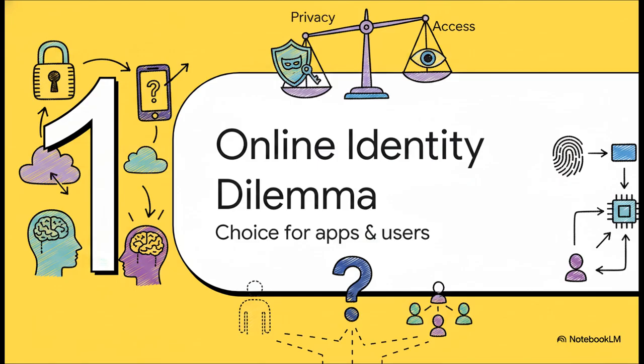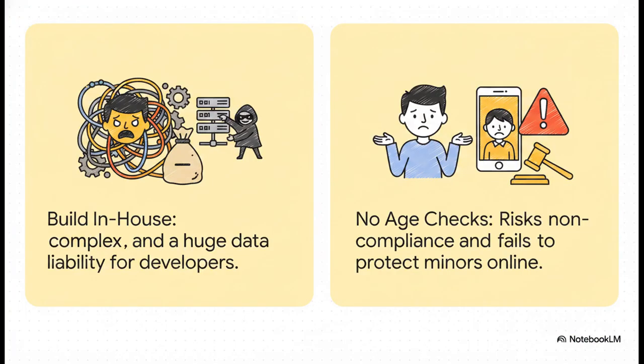It really puts a spotlight on the tough choices that app developers and honestly all of us have to make all the time. For app developers, it's this kinda impossible choice. On the one hand, they could build their own system to verify age, but that is incredibly expensive, super complex, and turns them into a giant target for hackers. It's a huge liability. On the other hand, they could just do nothing, but then they risk breaking rules, and way more importantly, they fail to protect kids online. It's a real no-win situation.